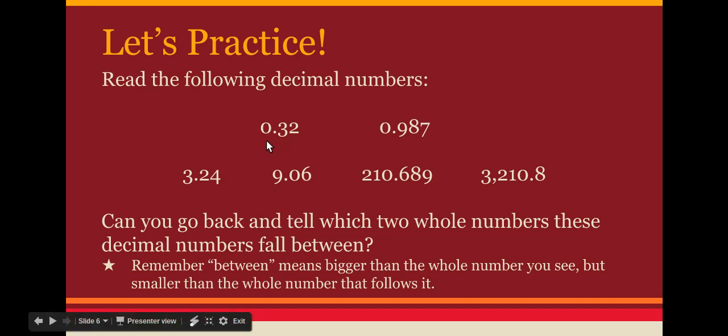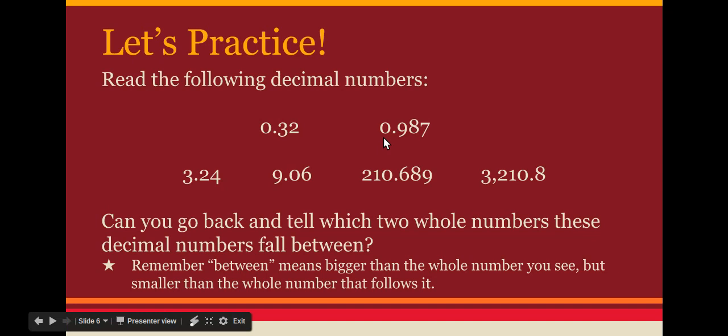Step 1 is to read the whole number if there is any. This is a 0, so we don't have to read the whole number, and we don't have to say "and" for the decimal point. We'd start with step 3. Step 3 says, say the decimal number how you normally would, 32, but then state the place that the last digit sits in. 2 is in the hundredths place. So to read this correctly, we would say 32 hundredths.